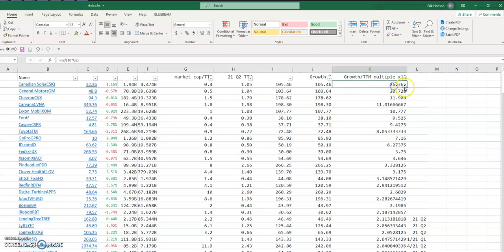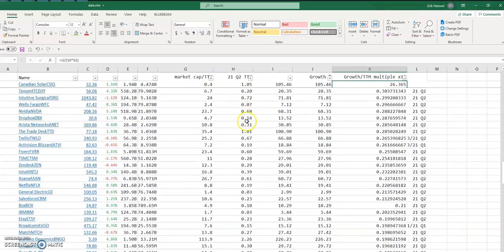Anyways, in doing this, I sorted this kind of arbitrary number that I'm using to compare these two, and this is what I got. So we've got Canadian Solar with 26, so they grew at 105%, and yet their multiple was only 0.4.